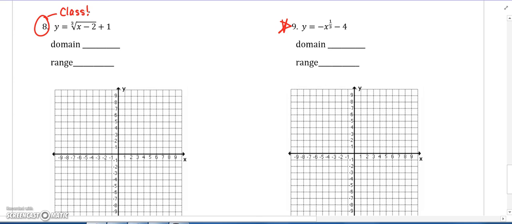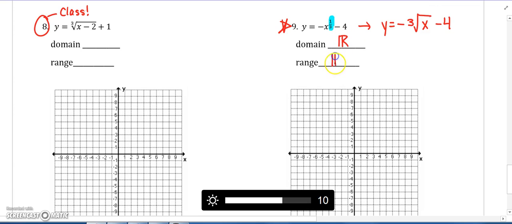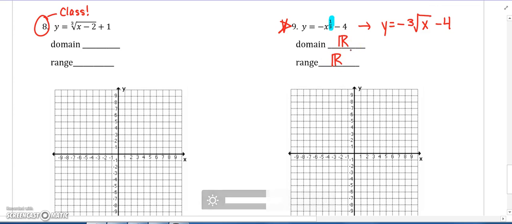So in number 9, now this one, we have a cubed root, right? So if I were to rewrite this, it would be like y equals negative, and then a cubed root of x minus 4. Odd roots are nice because odd roots, the domain and range, are always all reals. There's no restrictions on an odd root.